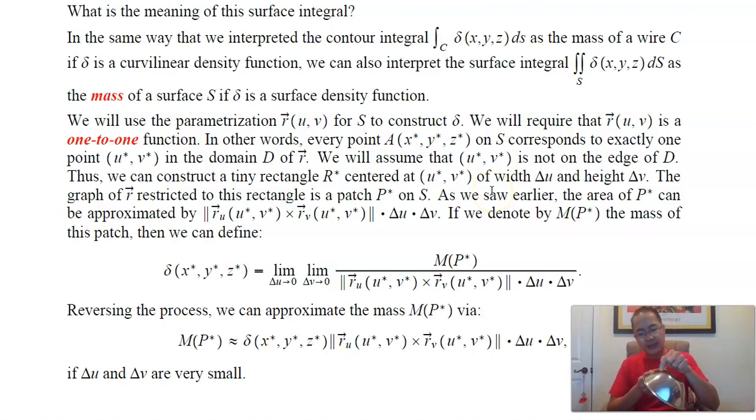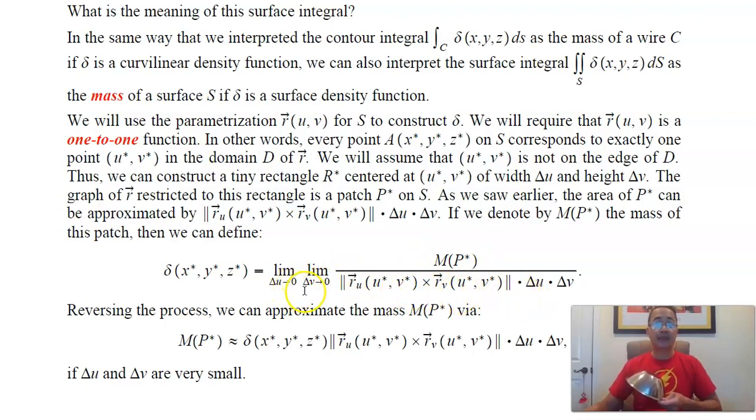And we have to imagine that I can excise a little patch here. How do I do that? I create a little rectangle on the domain for the parametrization. I take that little patch, I weigh it on a very sensitive scale, and then I take the mass that I find and divide it by the area of that patch.